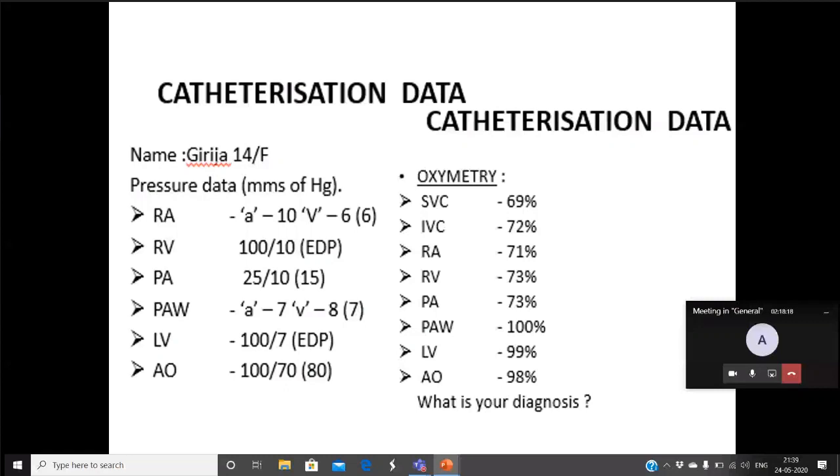But if the examiner asks you to look at the oximetry data and give your diagnosis, for example, in the previous case, where the oxygen saturation in the RA, LA, LV, and RV, pulmonary artery and aorta, everywhere is the same, that will tell you that this patient has total anomalous pulmonary venous drainage of the supracardiac type. So sometimes the examiner may ask you to look at the oximetry data and give your diagnosis. Then you can do that. Otherwise, start with pressure data and then interpret the oximetry data.